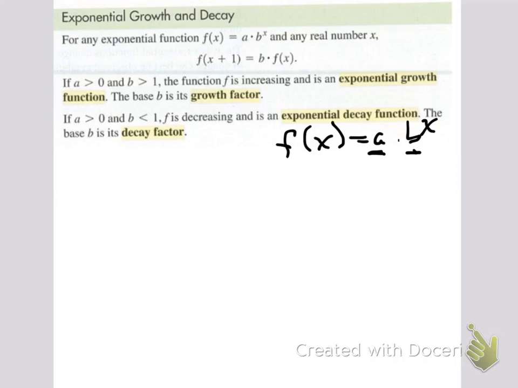So how do I know if the exponential function is growing or decaying? Well, it says here that if a is greater than 0 and b is greater than 1, the function f is increasing and is an exponential growth function. And then if a is greater than 0 and b is less than 1, then f is decreasing and is an exponential decay function. So let's sketch those graphs.